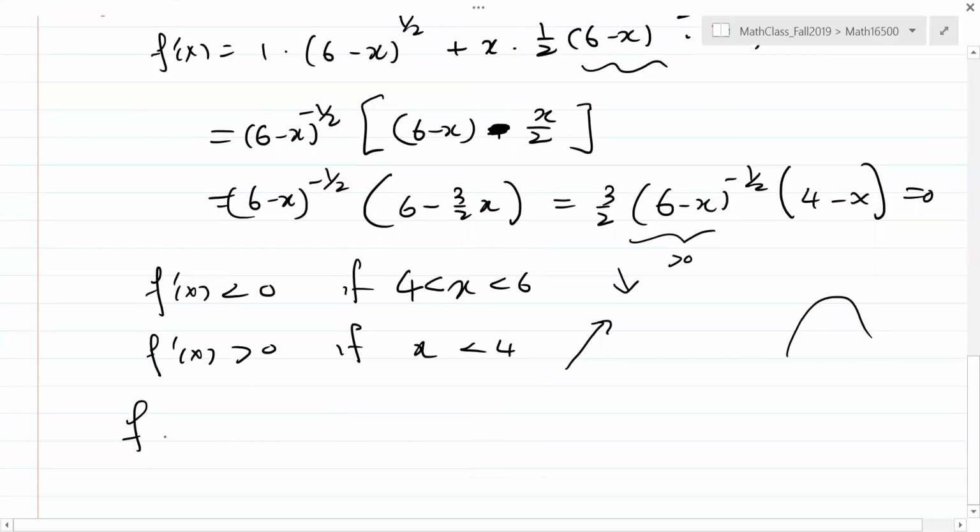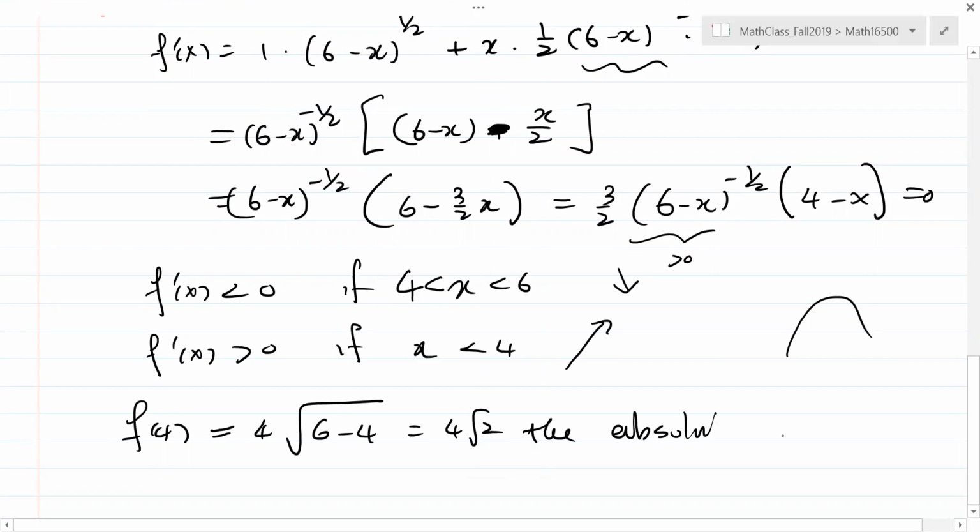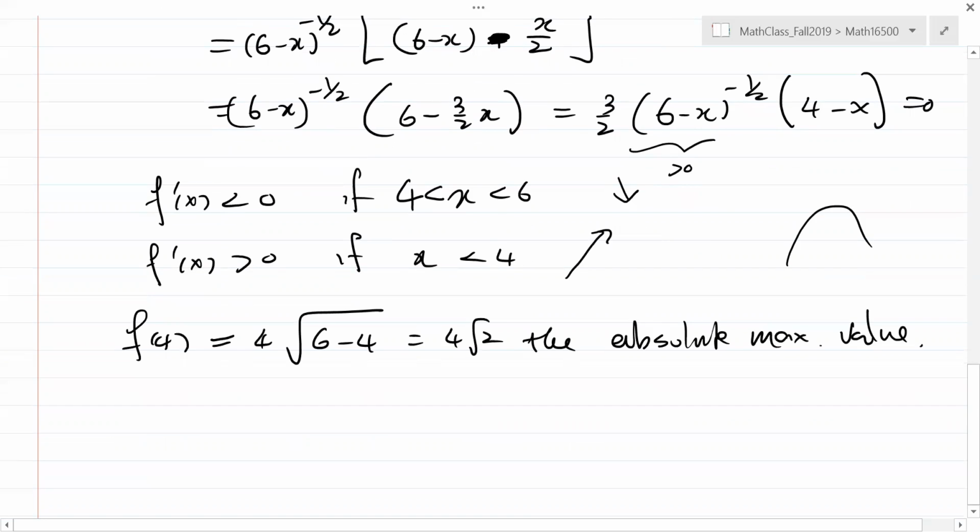So f of 4, which is 4 square root of 2, is the absolute maximum value, not the point, the value. It's the highest point, because on the left-hand side the graph is always increasing, and on the right-hand side the graph is decreasing. So you get the exact location of the maximum point.